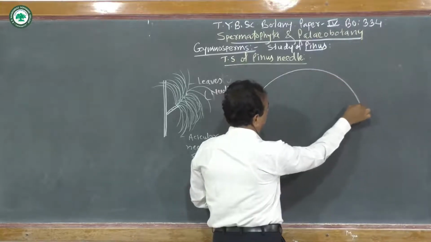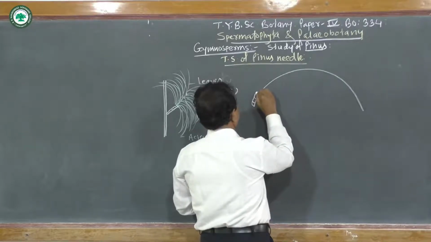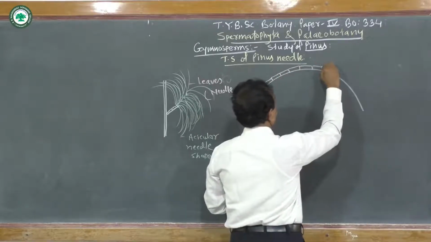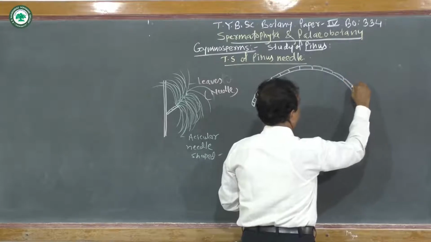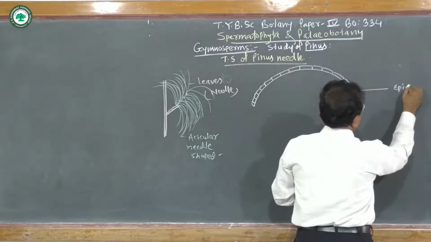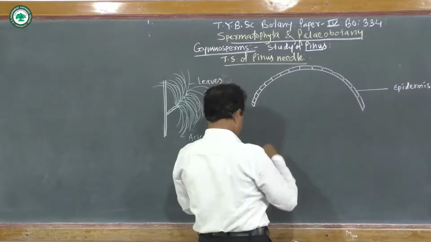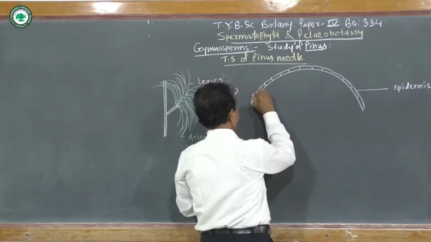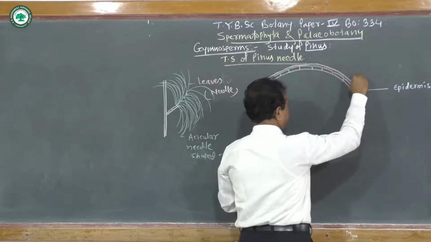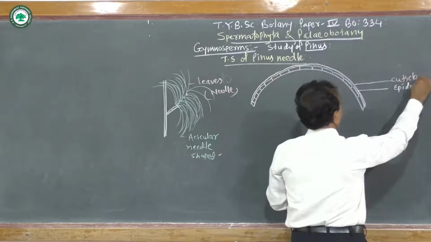So it shows the presence of the outermost layer, which is known as the epidermis. See, this is the epidermis. This epidermis is single layered. This epidermis shows the presence of a thick layer of cuticle. This cutin substance gets deposited on the upper surface of the epidermis. So this is the cuticle. Cuticle is a waxy layer present on the upper surface of the epidermis.